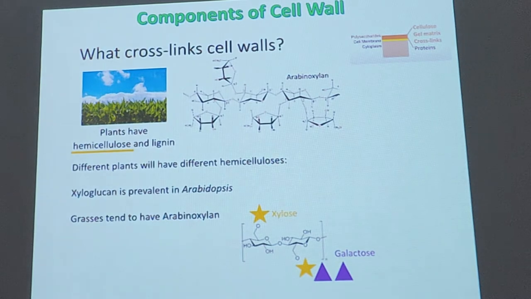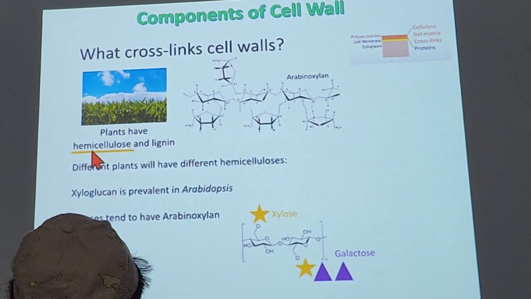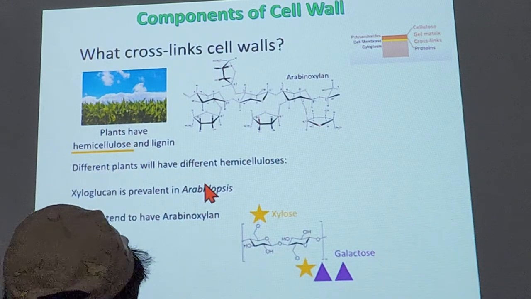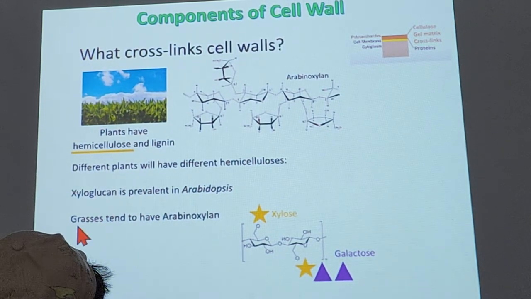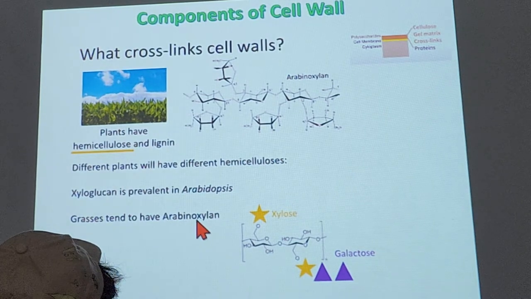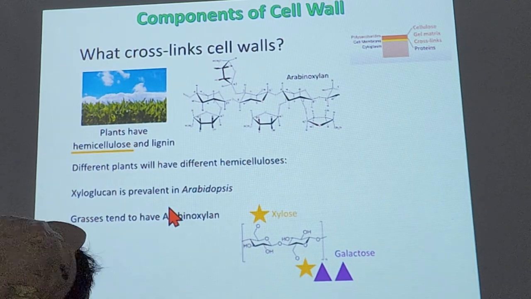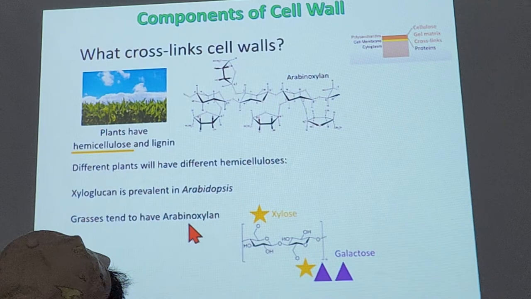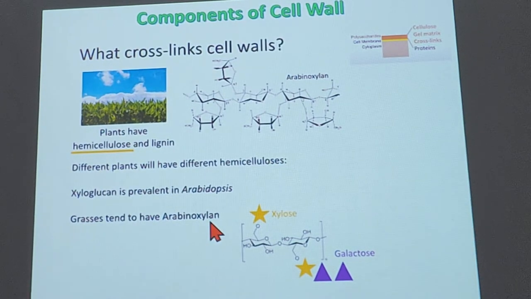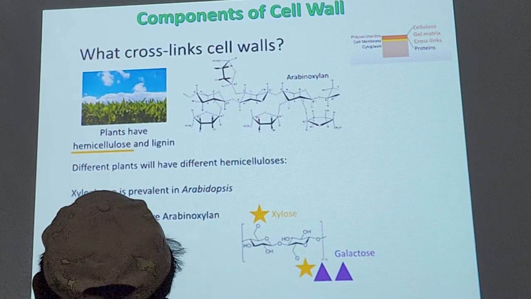Okay, and then this is the third component, the cross-link cell wall. Two components, hemicellulose and lignins. Depending on the species of the plants, in Arabidopsis, it is mostly xyloglucan. In grasses, it is arabinoxylan. So if the name is arabinoxylan, what is the backbone of this sugar? You just learned the formula, right? Xylan. What is the single unit of xylan? Xylose. Okay. And what is the branching of this sugar?